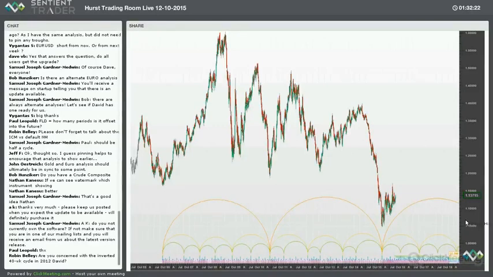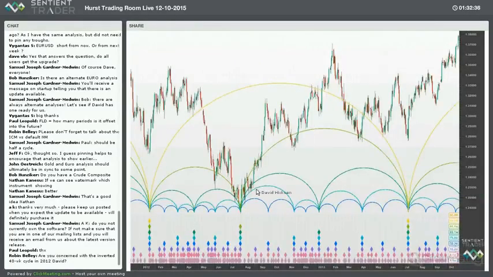Robin, are you concerned with the inverted 40-week cycle in 2012? Let's look at 2012. Yes, I am concerned with that. If you take a look at, I don't know if you were in the webinar where I discussed the analysis. Let me just show everybody what is meant by an inverted cycle. So here is, I think this is the one you're speaking about.